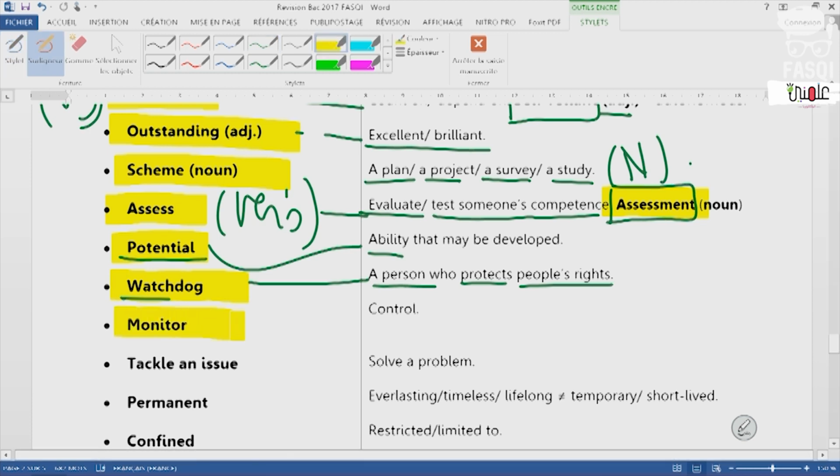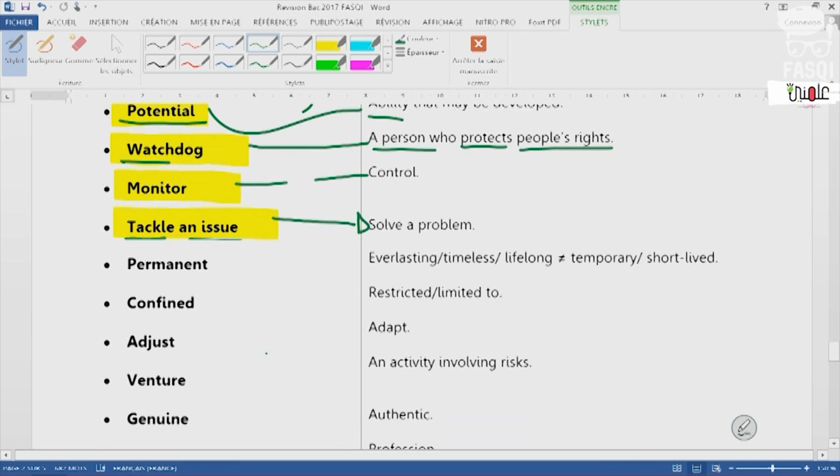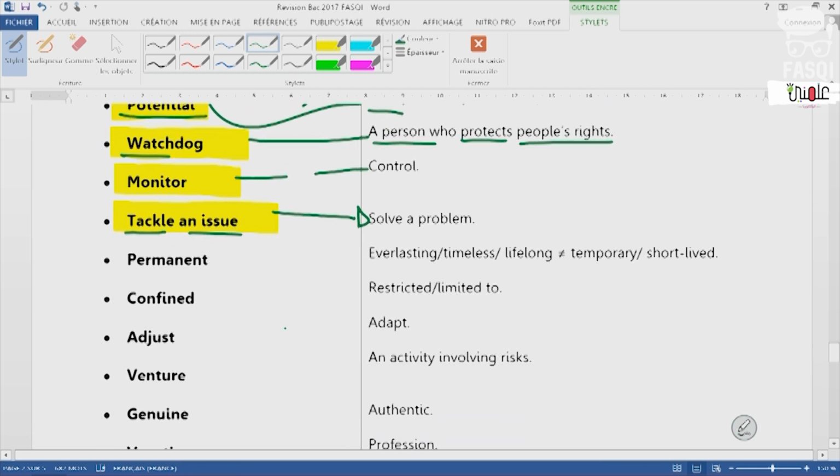And to talk about monitor, here as a verb, it means to control. Tackle an issue. Look at this expression, I like it too. It's positive, to try to find a way, to find measures to solve. You see this expression? That can be a collocation, words that go together. I'm going to talk about the word permanent. It's an adjective, meaning everlasting, as opposed to temporary.